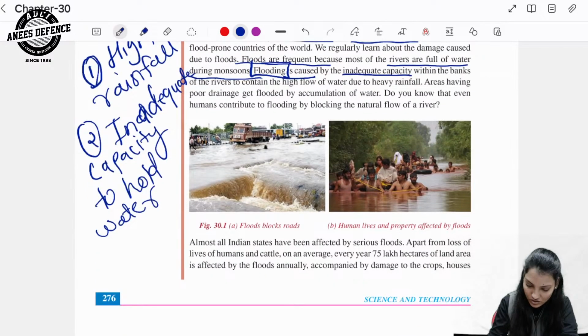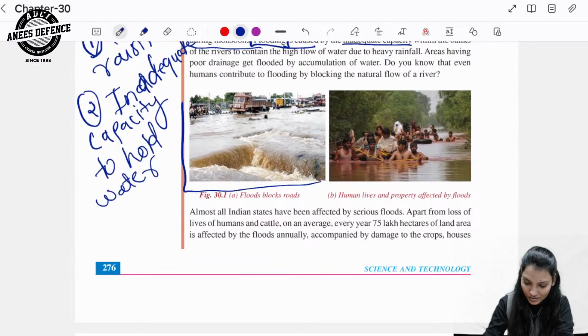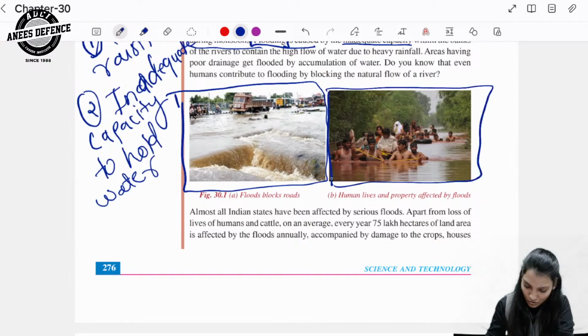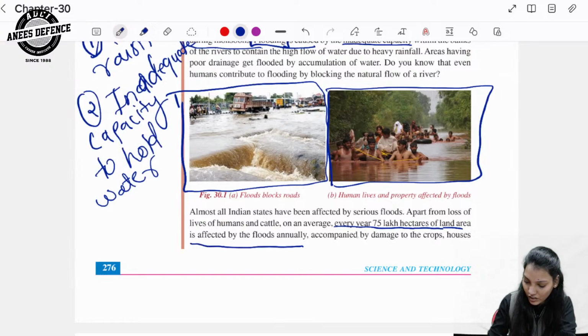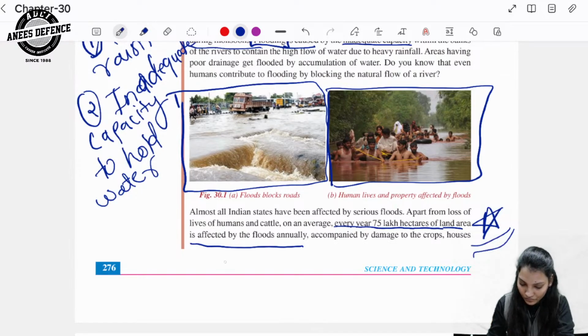Now you can see the pictures here. Two pictures are there which are related to flood. Almost all the Indian states are affected by the floods. Every year, 75 lakh hectares of land area is affected by flood in India. This is the fact which you can keep in mind, that every year 75 lakh hectares of land is affected by flood.